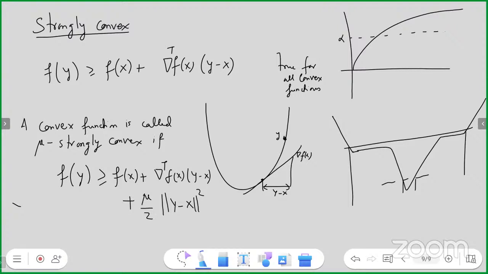How much have I added essentially? Compared to a convex function, what have I done really? The same Taylor approximation, with no gradient, nothing, just mu by 2 times y minus x, the whole squared, and mu is the parameter. How much we're increasing, that much I will say it's that strongly convex. If mu is 0, I go back to the convex function.